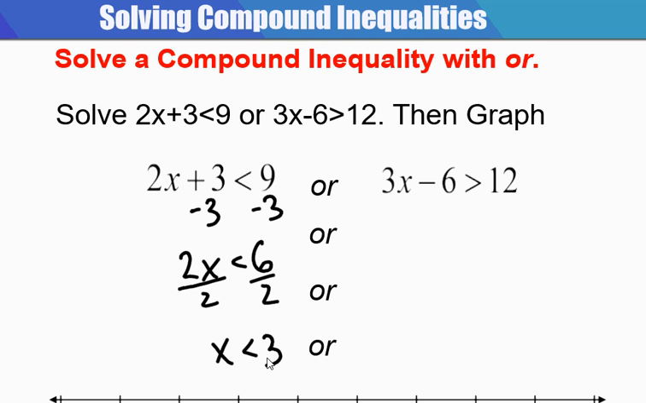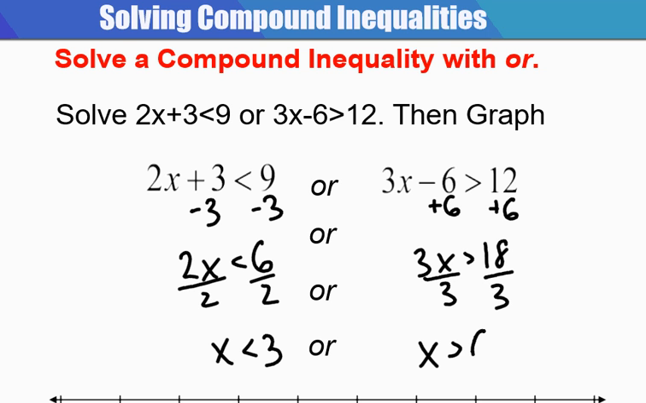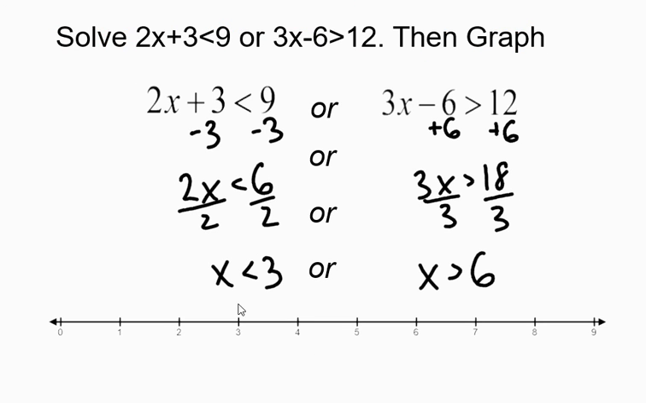I have x is less than 3, or over here I add 6 to each side. I end up with 3x is greater than 18, divide by 3. I end up with or x is bigger than 6. I need to pick a number that is less than 3 or bigger than 6 in order for it to satisfy one or the other of the statements. So less than 3 or bigger than 6.